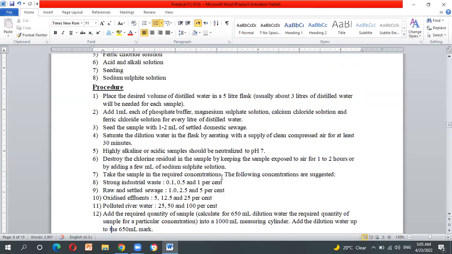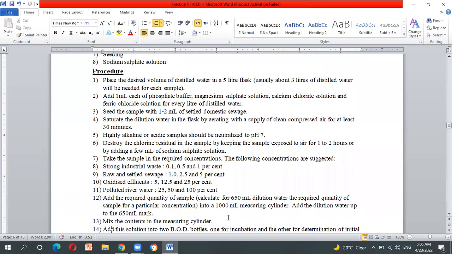Strong industrial waste 0.1, 0.5 and 1%. Raw settled sewage 1, 2.5 and 5%. Oxidized effluents 5, 12.5 and 25%. And polluted river water 25, 50 and 100%. Add the required quantity of sample.